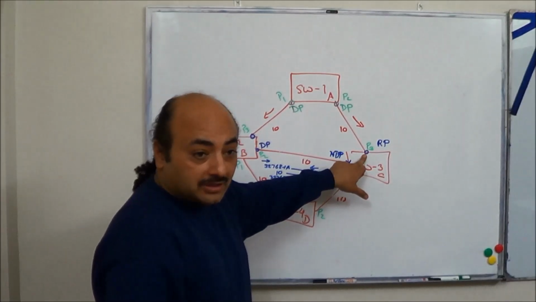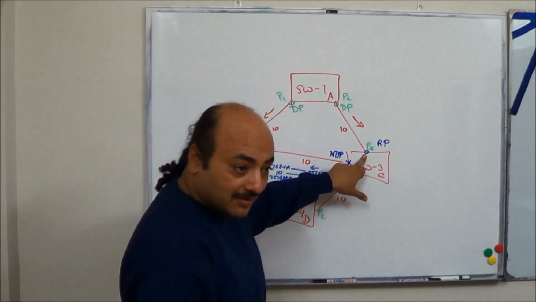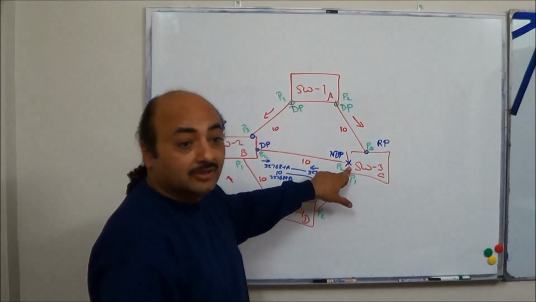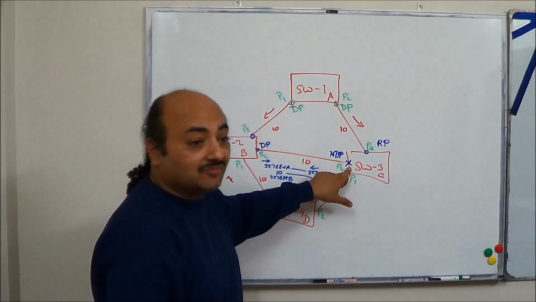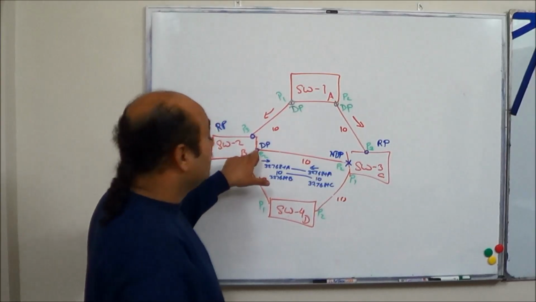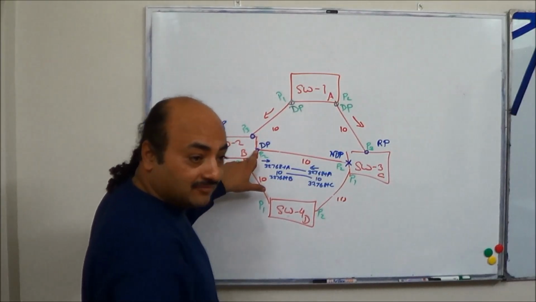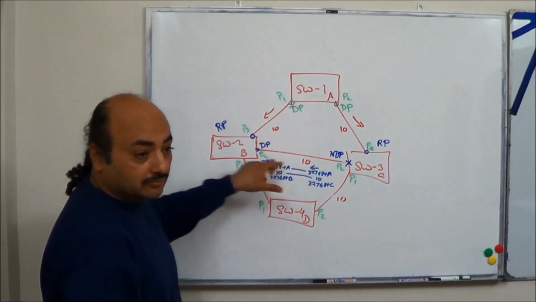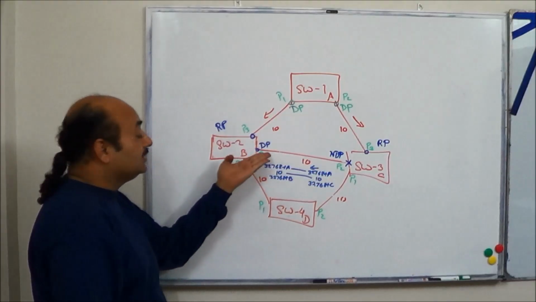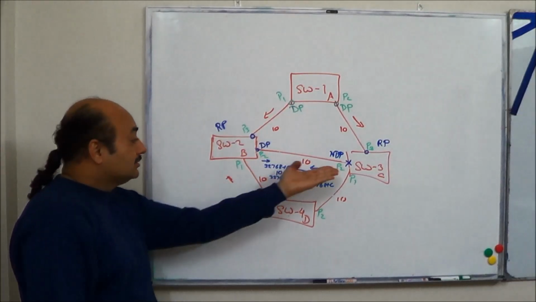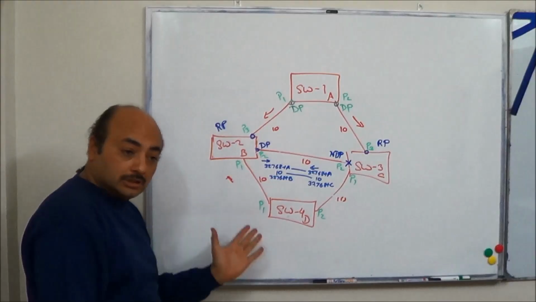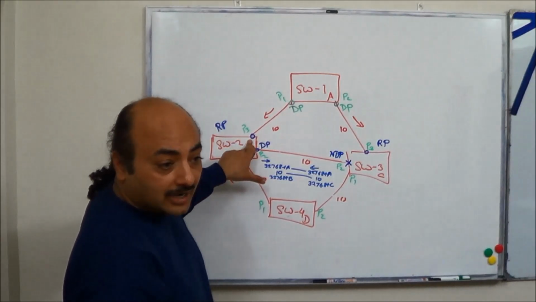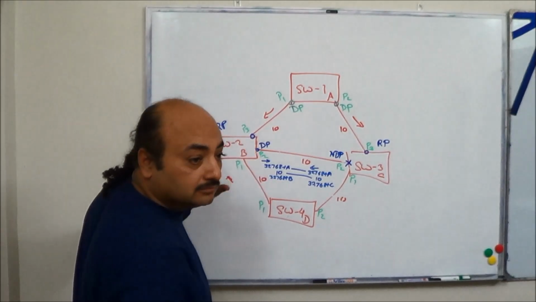RP is in the forwarding state, will receive traffic, flood traffic, and forward traffic. NDP is in the blocking state, will not forward traffic, will not flood traffic, will not receive traffic. DP is in the forwarding state, will flood traffic, forward traffic, and receive traffic. In this case, it will not be able to receive, because it is willing to receive, but there will be no traffic coming out from here. Clear? Similarly, RP is in the forwarding state, floods, forwards and receives traffic.